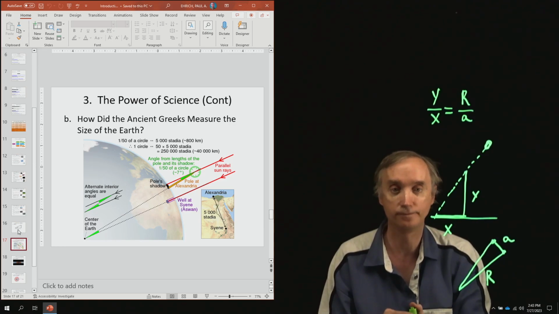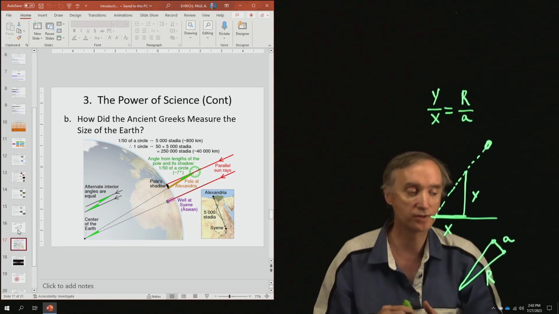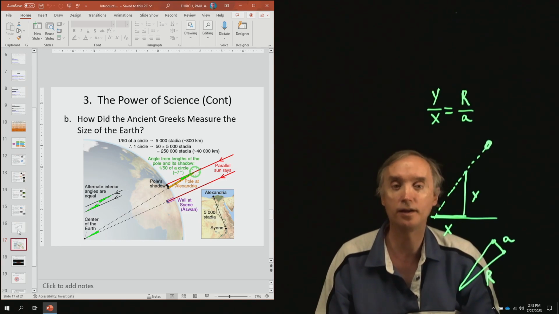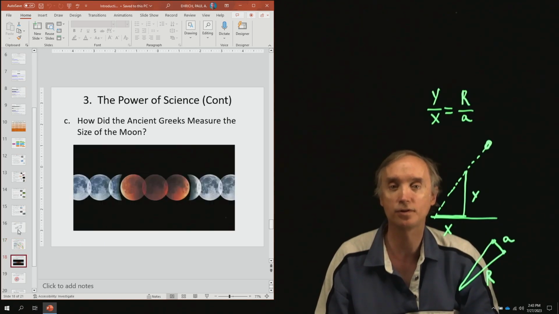Okay, so let's take a break, and when we come back, we're going to find out how the ancient Greeks measured the size of the moon.